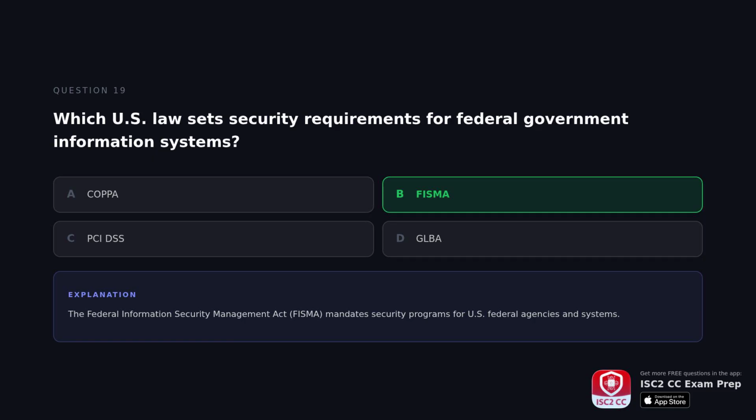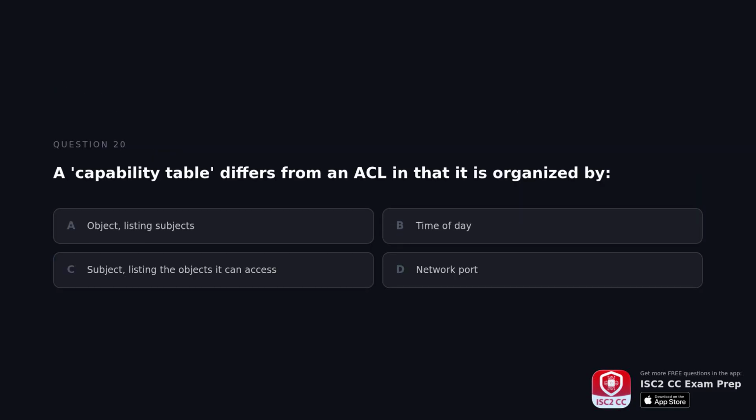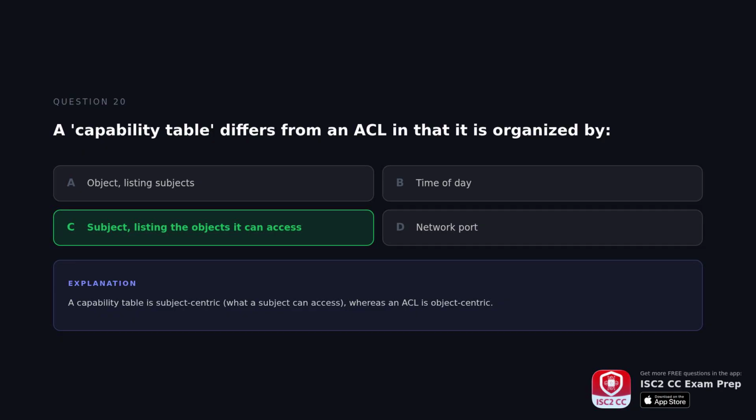federal agencies and systems. A capability table differs from an ACL in that it is organized by: A. Object, listing subjects, B. Time of day, C. Subject, listing the objects it can access, D. Network port. The correct answer is subject, listing the objects it can access. A capability table is subject-centric, what a subject can access, whereas an ACL is object-centric.